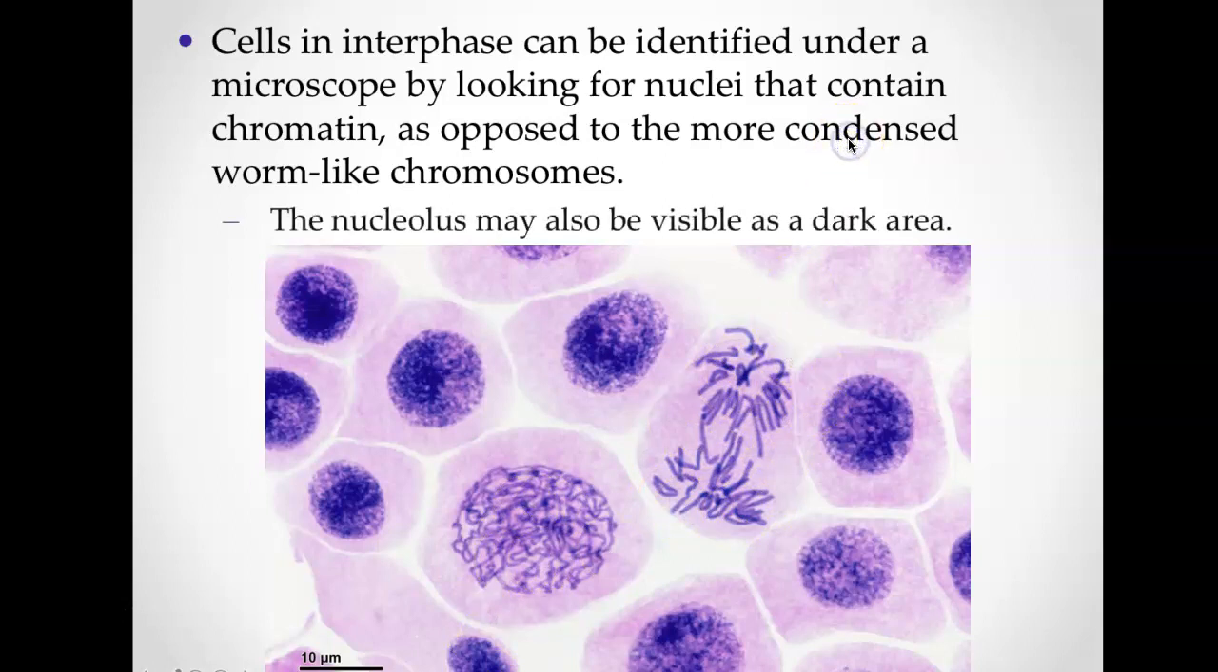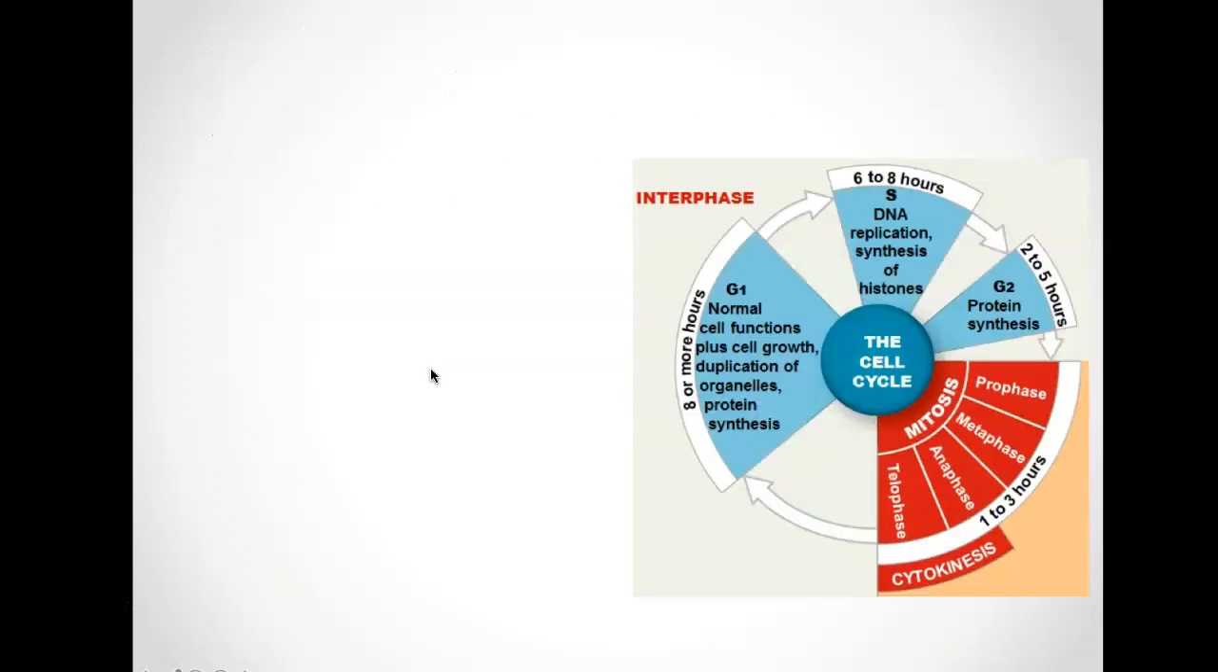The nucleolus is actually visible in interphase also. So this is a perfect interphase cell. There's no worm-like chromatin, it isn't super condensed, and you can see the nucleolus.